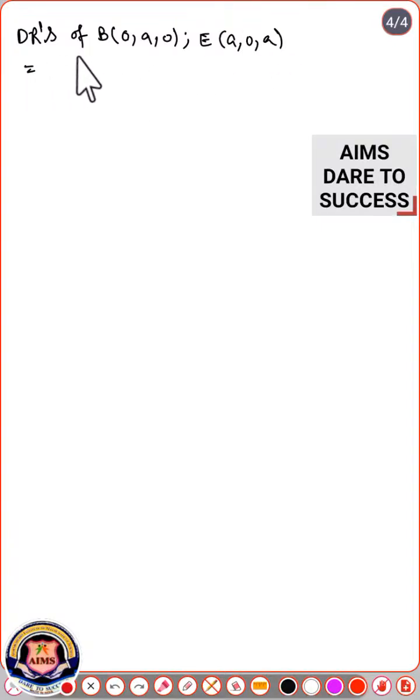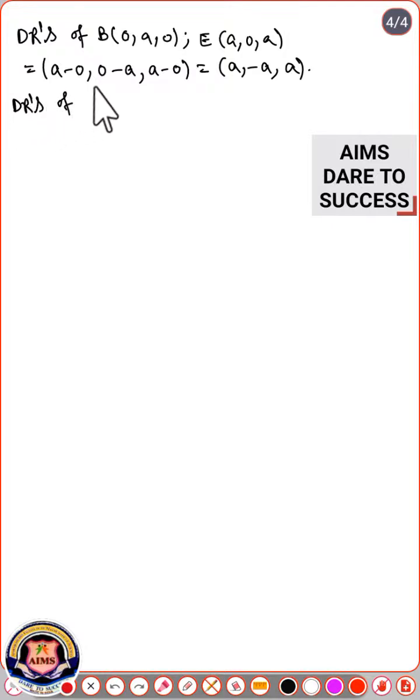So here, direction ratio means A2 minus A1, that is A minus 0, B2 minus B1, that is 0 minus A, C2 minus C1, A minus 0. A minus 0 is A, 0 minus A is minus A, A minus 0 is A.